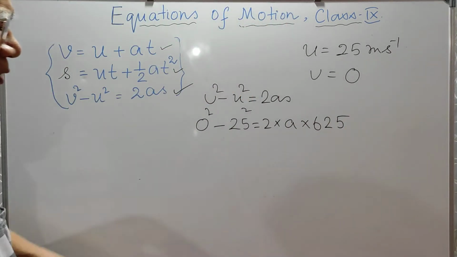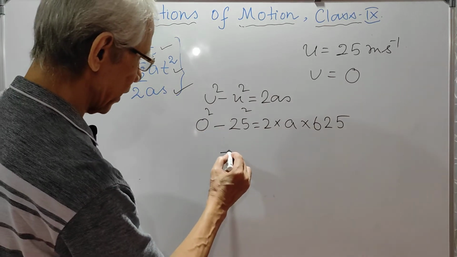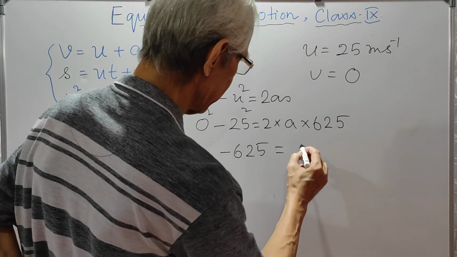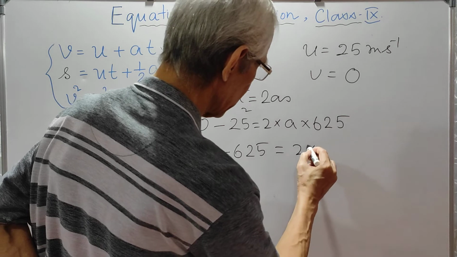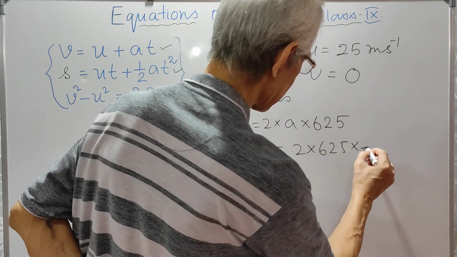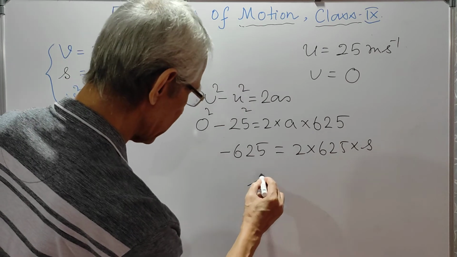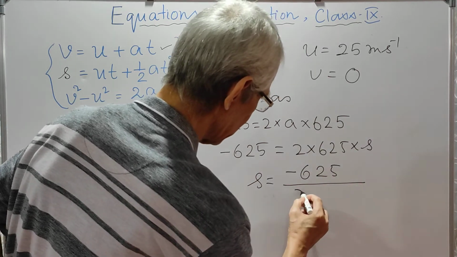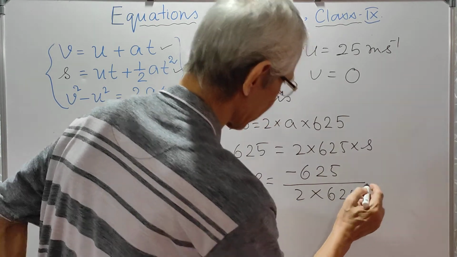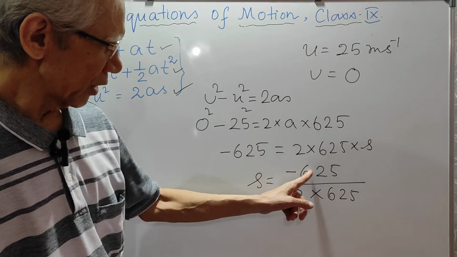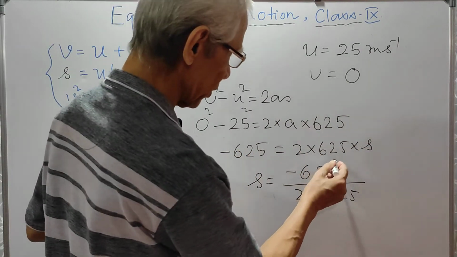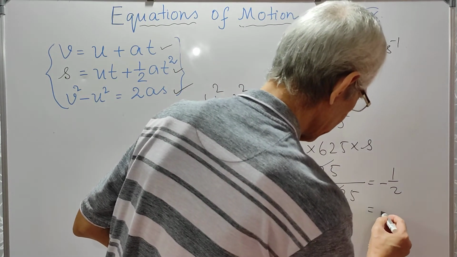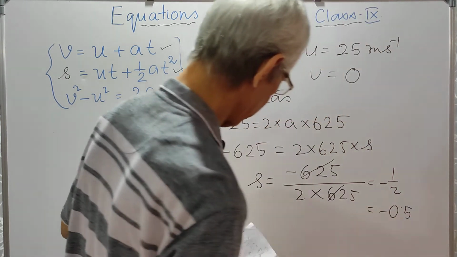Okay. Now the question of solving only. So this is minus 625. 25 square is 625. Now 2 into 625 into a, right? Therefore, a will be minus 625 by 2 into 625. So what will be a? Minus 625 divided by 2 into 625. So this 625 cancels, minus half. Minus half, that means minus 0.5.